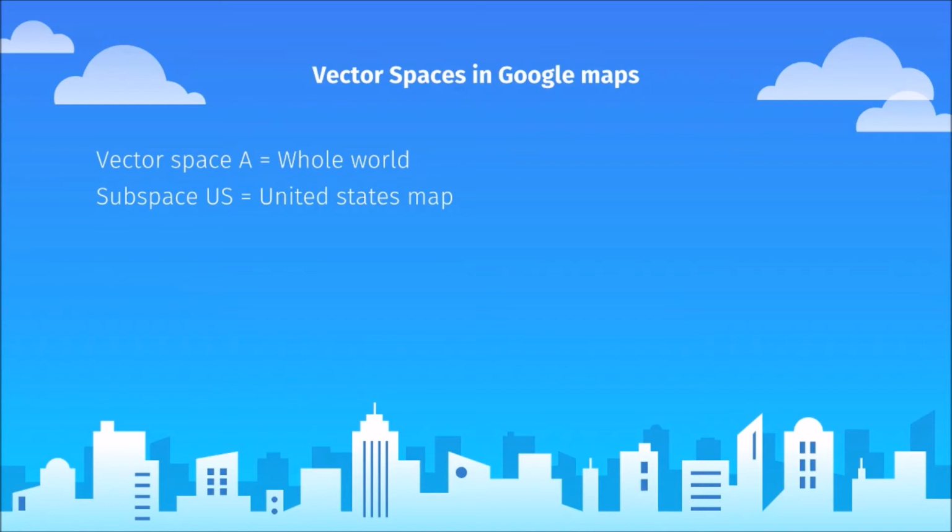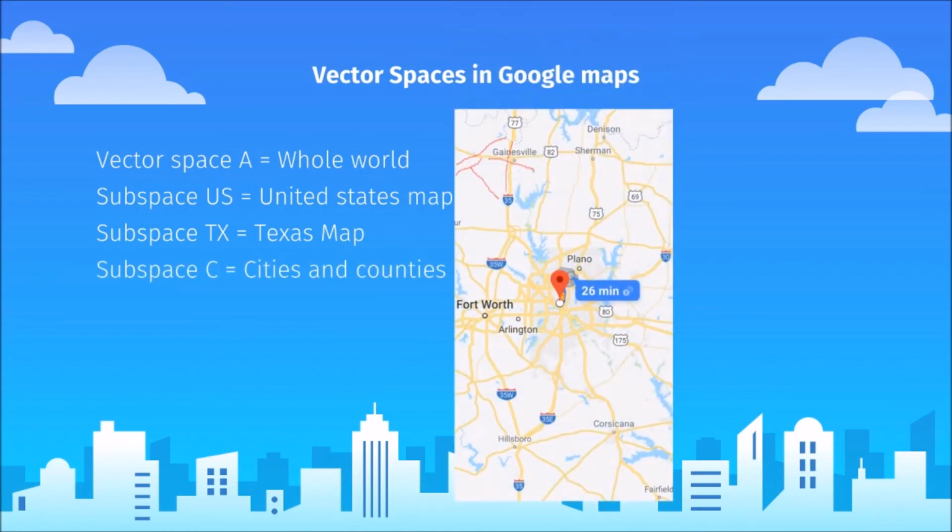You can see it clearly, but it's too broad. So I'll zoom in one more time. And I can call this subspace TX for just a Texas map. It's looking better, but not quite enough. So I'll zoom in one more time. And I can call this subspace C, which is for cities and counties, let's say.